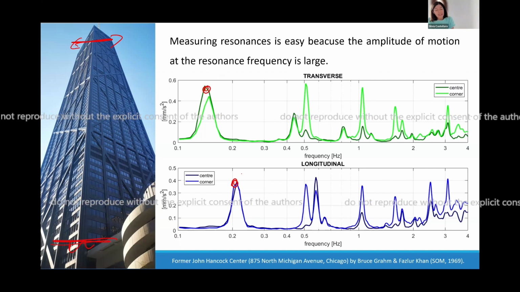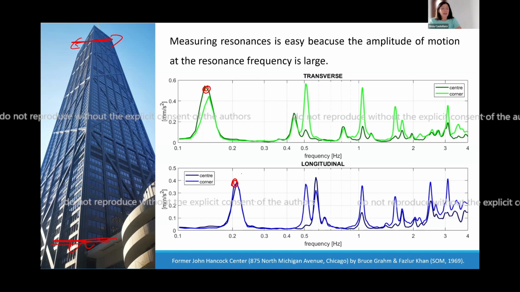And normally you see a large number of resonances, like in this case, this is the John Hancock Center in Chicago. But you cannot expect that, imagine that this is the ground level and that you have a number of buildings, of tall and small buildings.